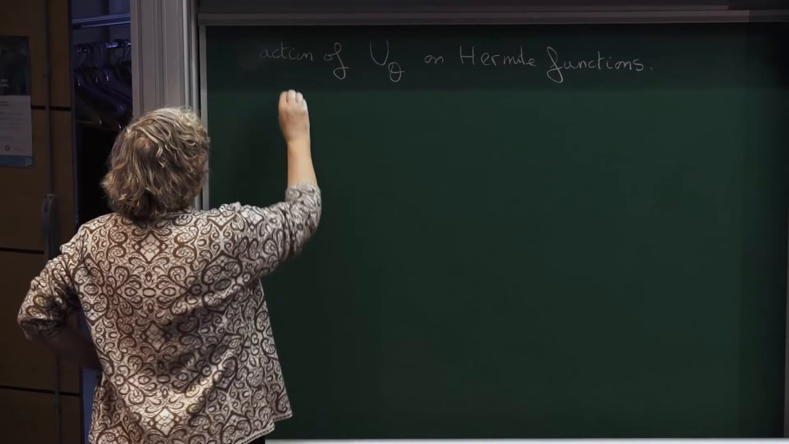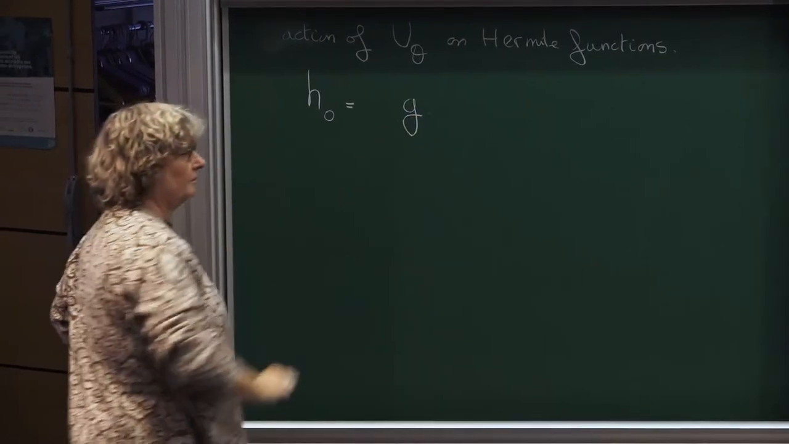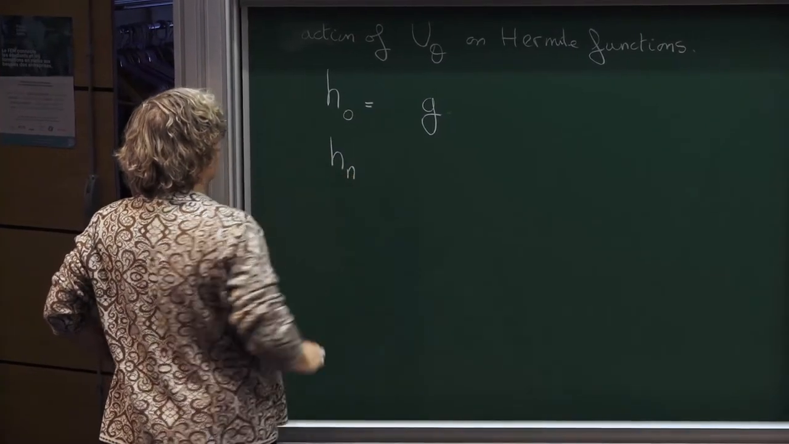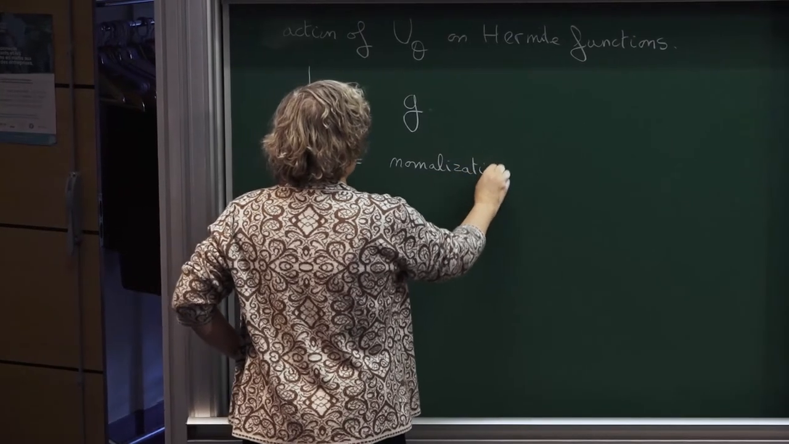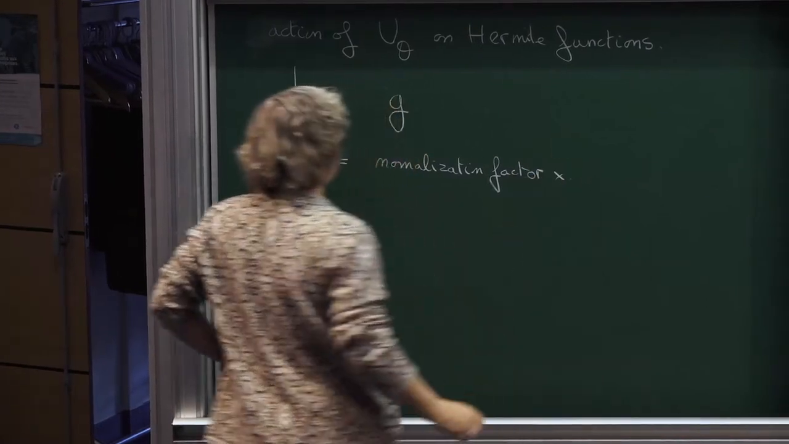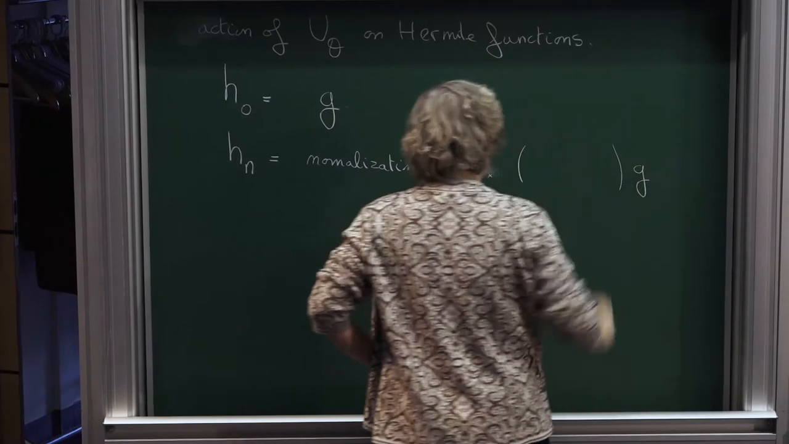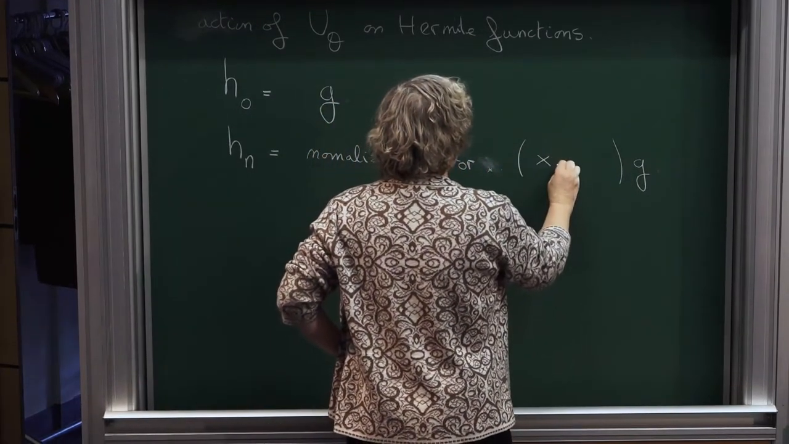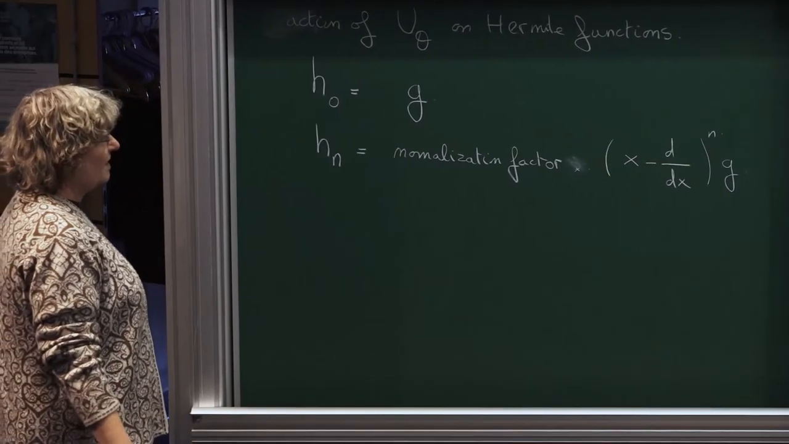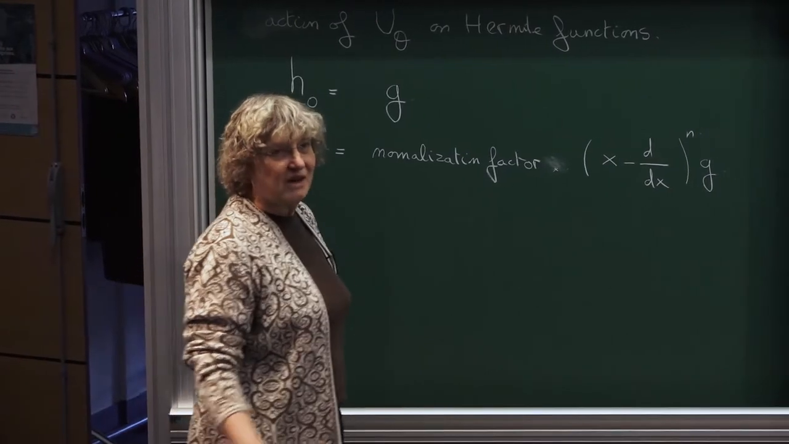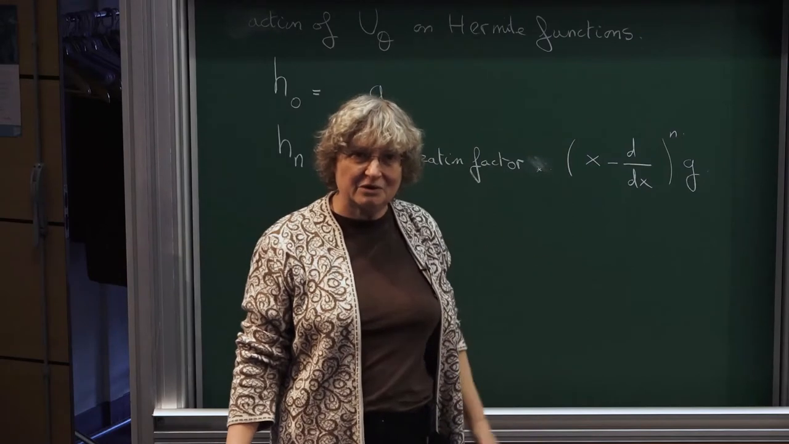Okay. So I define my Hermite functions: the zeroth order Hermite function is just my Gaussian. And then I define the HNs as, up to a normalization factor, some operator that I apply n times on the Gaussian. So for instance, if I take the negative derivative on the Gaussian, I get a factor x. This also gives me a factor x, so I get x times the Gaussian, and I have to normalize things. But that's essentially what the Hermite functions are.